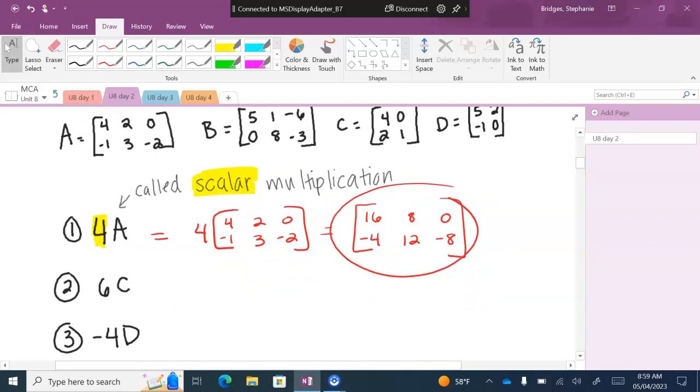So go ahead and do 2 and 3 for me. Number 2 wants you to multiply C by 6. Number 3 wants you to multiply D by -4. There are no rules for scalar multiplication. You simply multiply.